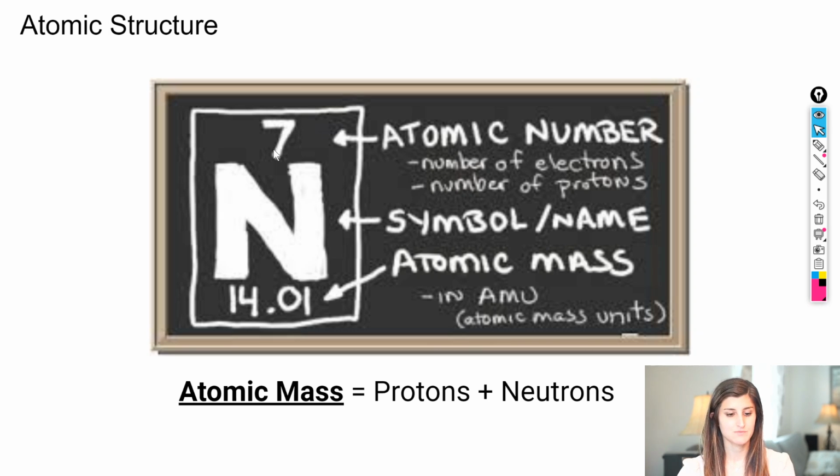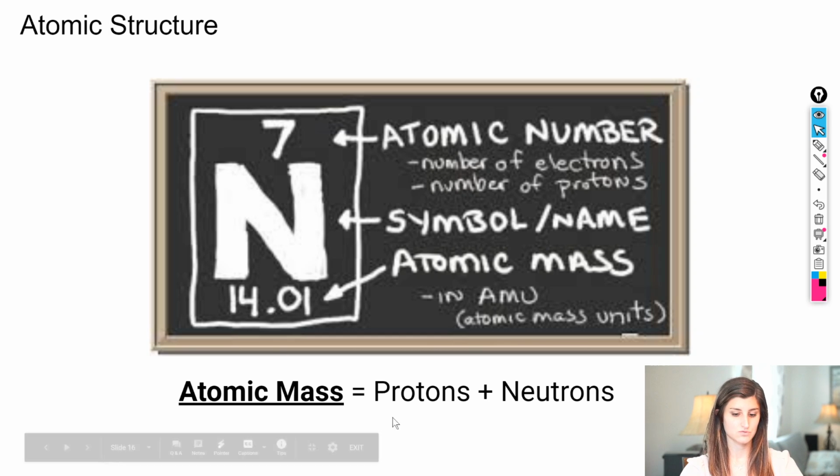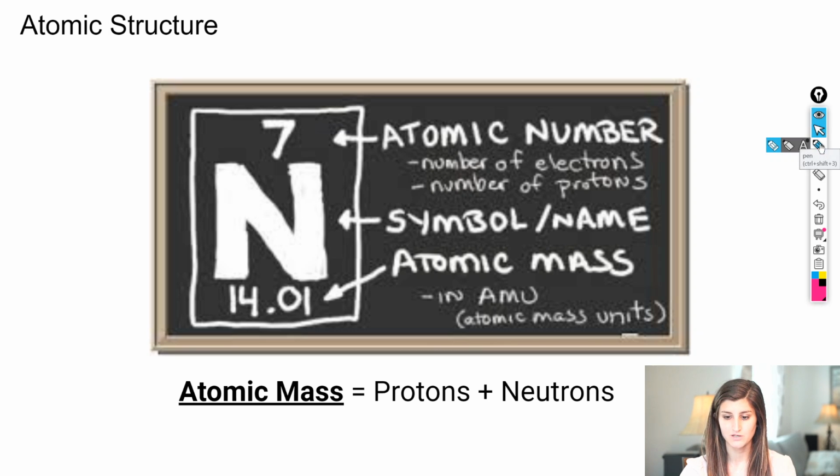And so this means that the number of protons, which is positively charged, and the number of electrons, which are negatively charged, are exactly the same. So we have 7 positive protons and 7 negative electrons. When you put them together, it's a neutral charge. There is no charge because the negative and the positives are exactly the same. And then we have the atomic mass, and the atomic mass is equal to the protons plus the neutrons. So if we know the atomic mass and the number of protons, can we figure out the number of neutrons? Definitely, we can.